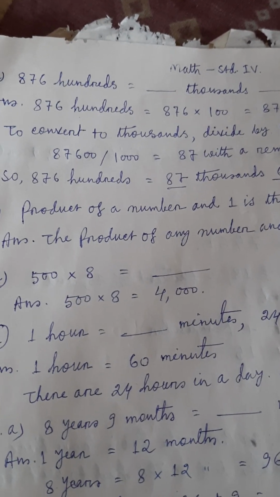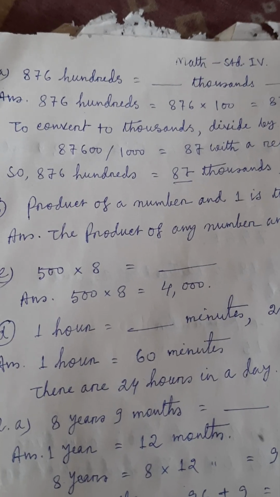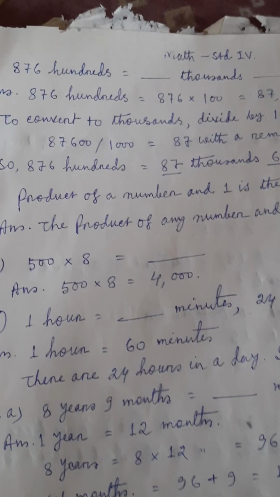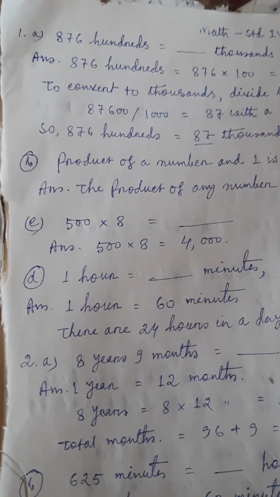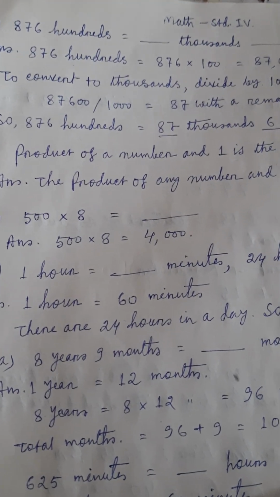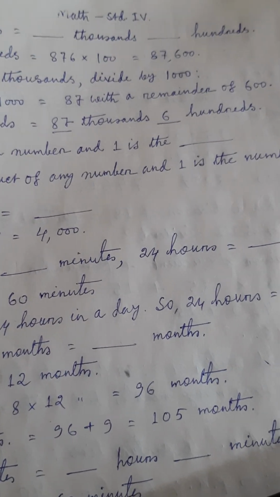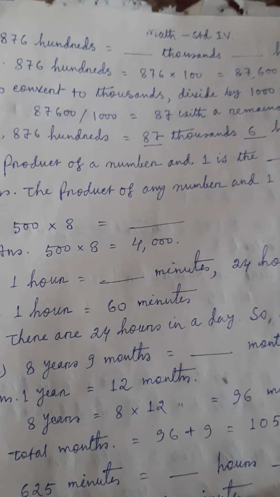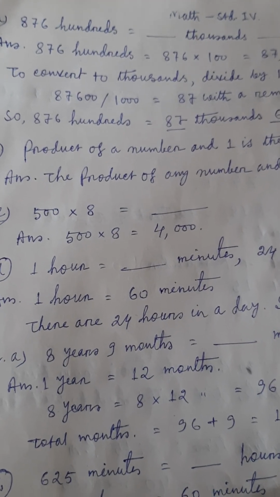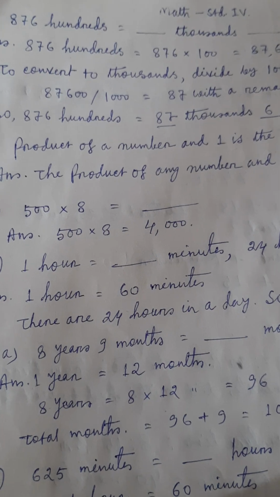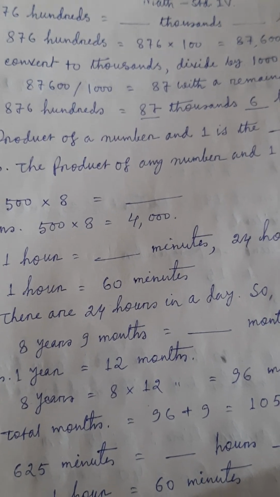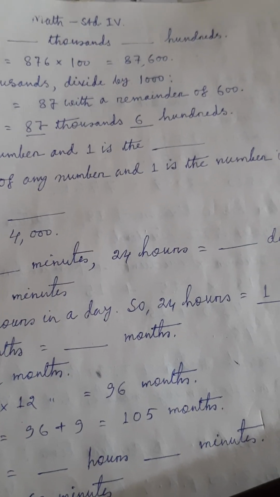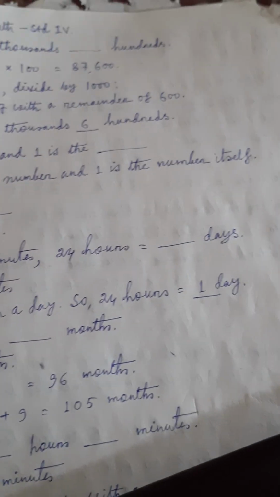Question number C. 500 into 8. Answer: 500 into 8 is equal to 4000. Question number D. 1 hour is dash minutes. 24 hours is dash days. Answer: 1 hour is 60 minutes. There are 24 hours in a day. So 24 hours is equal to 1 day.